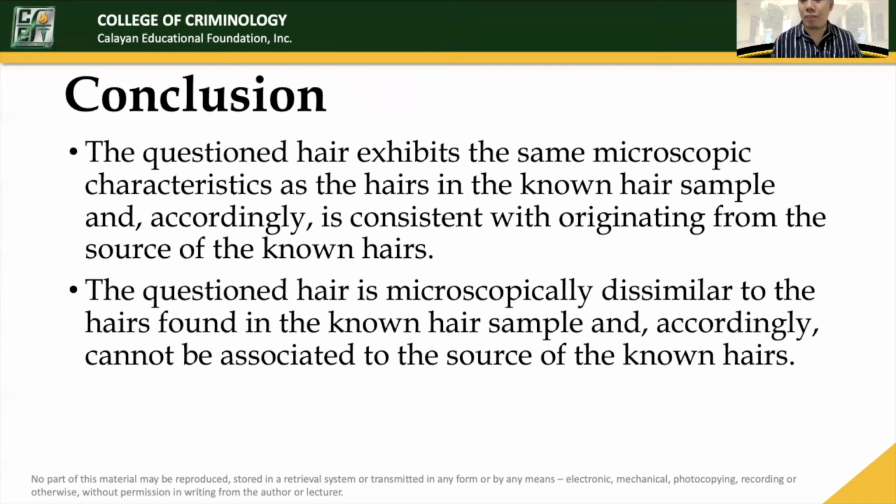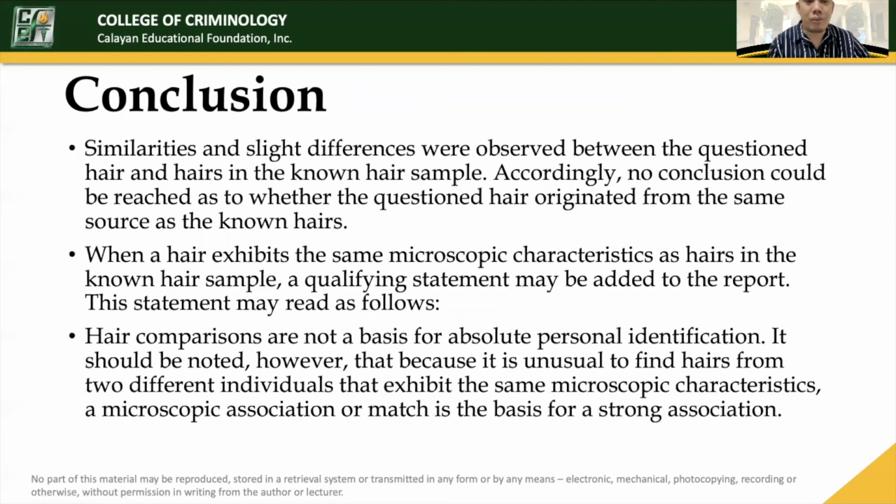So, what now is our conclusion? The questioned hair exhibits the same microscopic characteristics as the hairs in the known hair sample and accordingly is consistent with originating from the source of the known hairs. So again, you have to compare the sample hair and then the other one to the original hair. Or the questioned hair is microscopically dissimilar to hairs found in the known hair sample and accordingly cannot be associated to the source of the known hairs. So that is the conclusion of that.